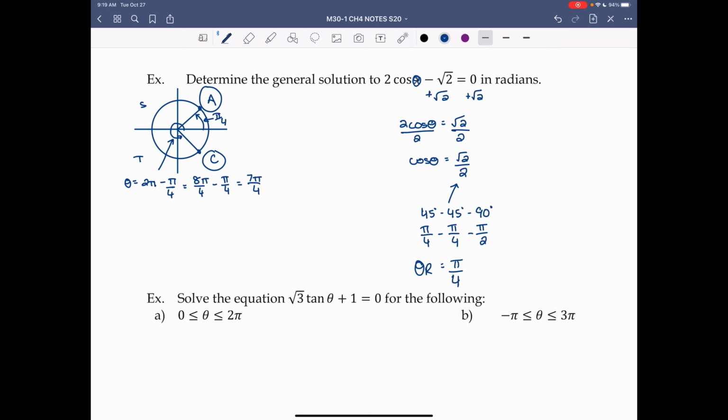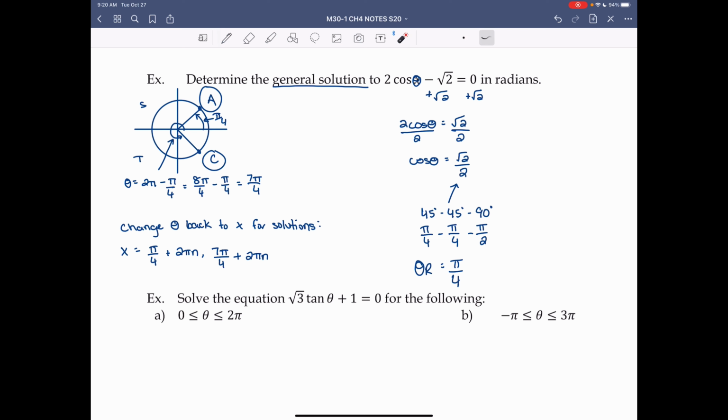So these would be the two solutions in one full rotation, but we want a general solution, which means we could continue rotating as many times as we want in the positive and in the negative direction. So our solution, we're going to change our theta back to x. We get x equals, our first angle is pi over 4 plus 2 pi n. Our second angle is 7 pi over 4 plus 2 pi n.